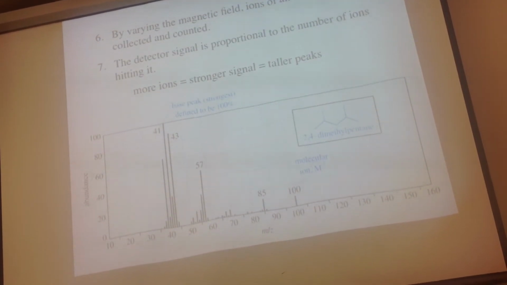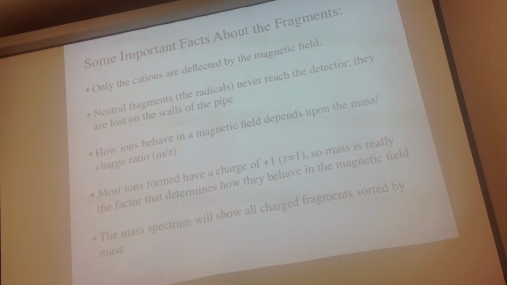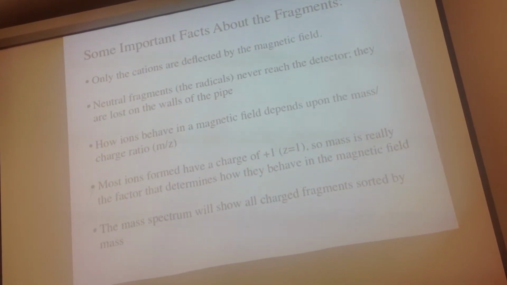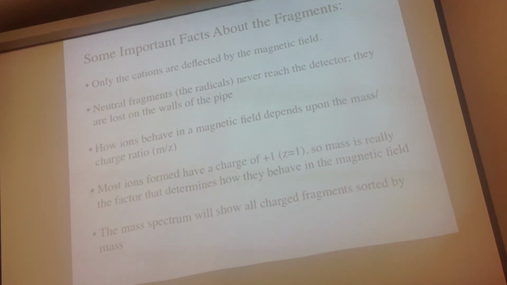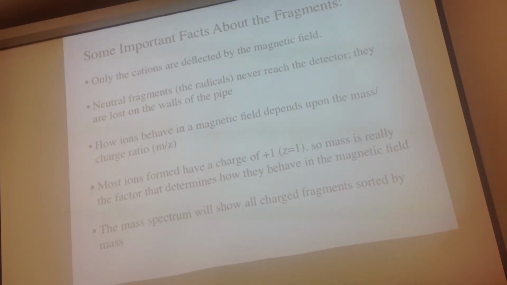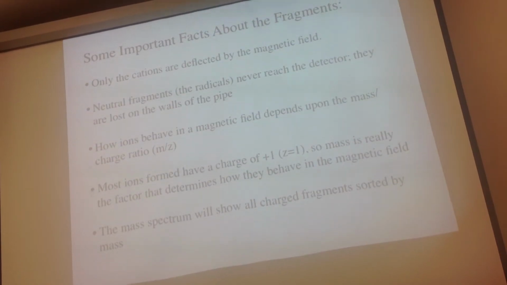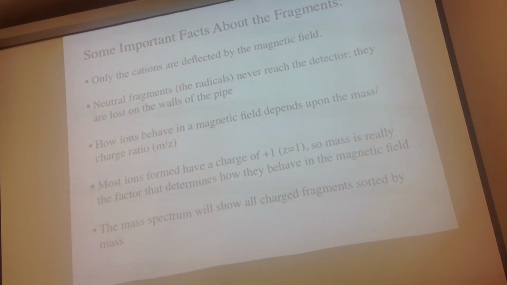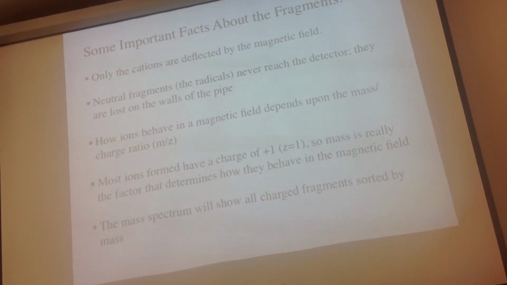All right, so some facts before we launch into starting to analyze the spectrum. Like we talked about, only cations can get deflected by the magnetic field. We lose the radicals, so we will not see masses for radicals. How the ions behave in the field depends on the mass to charge ratio. That's actually the thing we're really paying attention to, but as I mentioned, the charge predominantly, almost all the time, is +1. So we're really looking at mass.